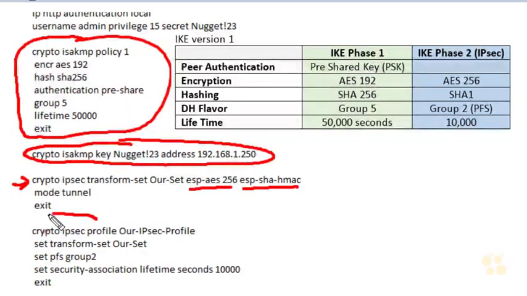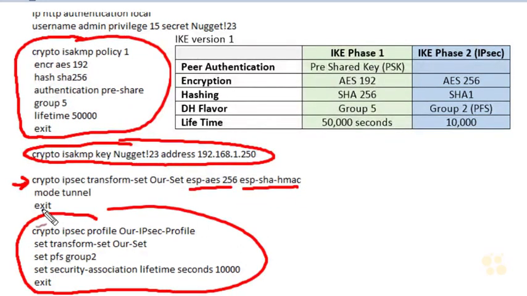We also have a profile object here on the Cisco router that's going to call on that transform set that we just created in the step above. It's going to set the PFS, perfect forward secrecy, to group 2. And it's also going to set the lifetime for the IKE Phase 2 tunnel to 10,000 seconds.